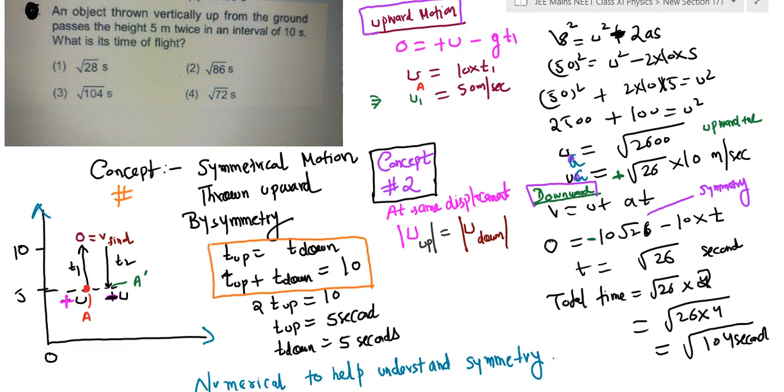So slow down the video, stop the video, look into the principle of symmetricity applied at U A, then U ground, and then finally in the downward motion everything has been consolidated.